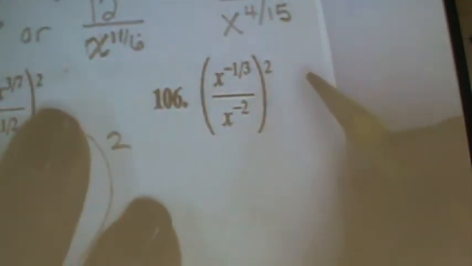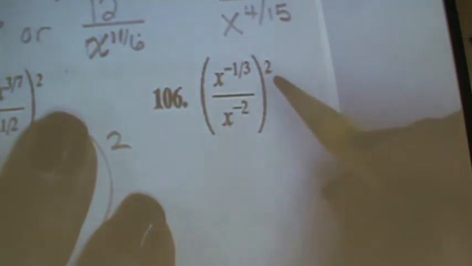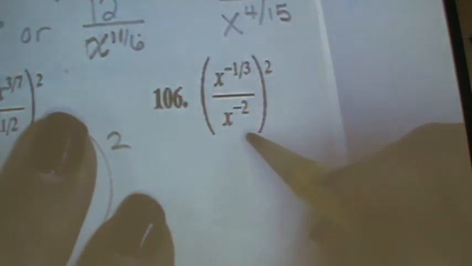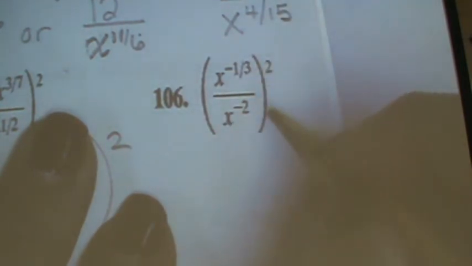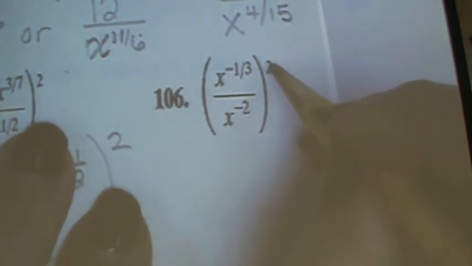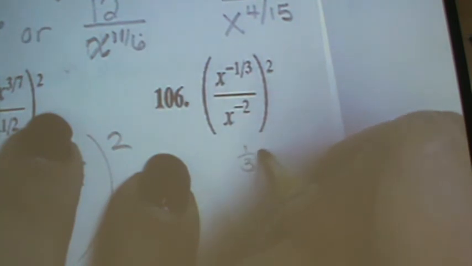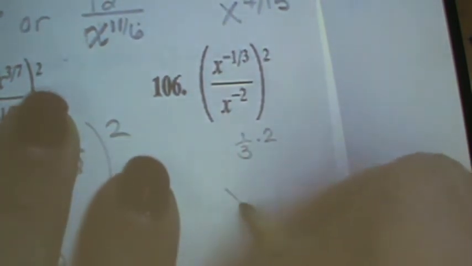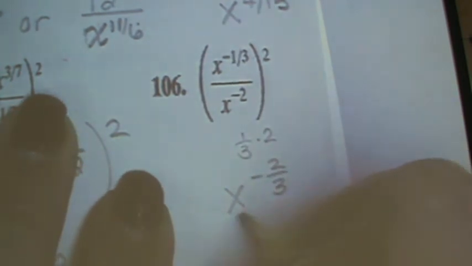And the last problem in this set. You could multiply these both by 2 first if you wanted to, and then subtract. Or you could subtract and then square. It's totally up to you. Or you could reverse them, whatever you want to do. It's all on how you want to apply the rule. So if you want to multiply this by 2, what is 1/3 times 2? It's 2/3. So you have x to the negative 2/3 over 2 times negative 2 is negative 4.